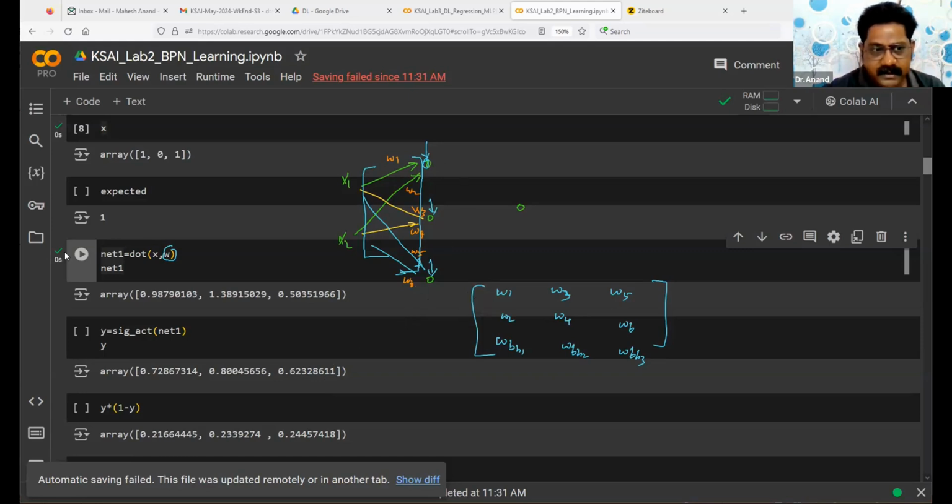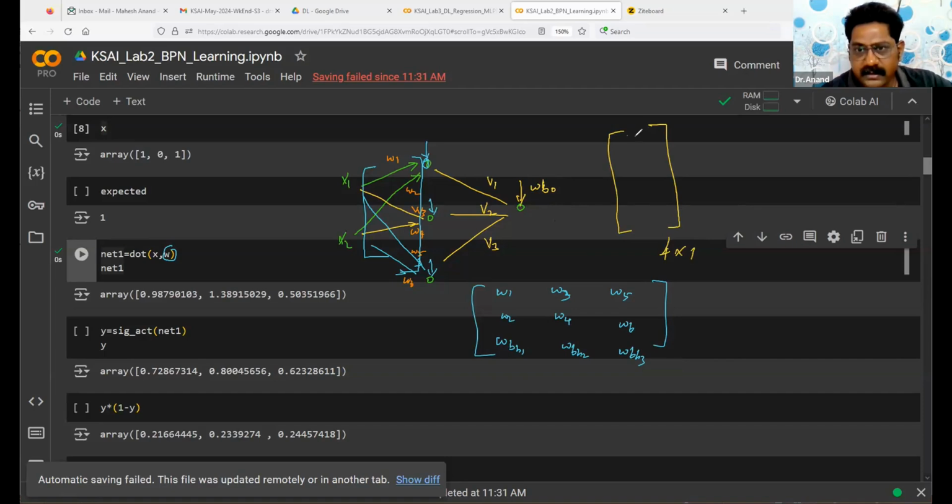Similarly, for the output side, the weight matrix, since for simplicity I've taken only one neuron. We call these V1, V2, V3, and the bias at the output side we call W suffix VO. So that is why this V matrix is represented as a 4 by 1 vector: V1, V2, V3, and the bias at output. So first of all, you should understand the dimensions and you should understand the architecture.